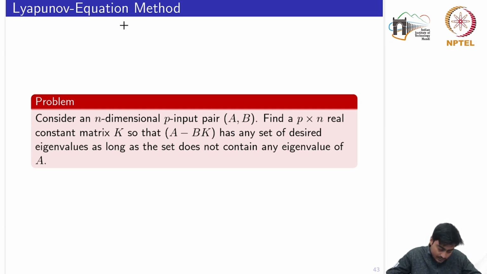So the problem of designing a feedback controller says: consider an n-dimensional, p-input pair A, B. We need to compute a p cross n real constant matrix K so that A minus BK has any set of desired eigenvalues. Now this method has some restrictions: the desired eigenvalues cannot be placed at the origin, and the set of desired eigenvalues should not contain the eigenvalues of the A matrix also. Okay.